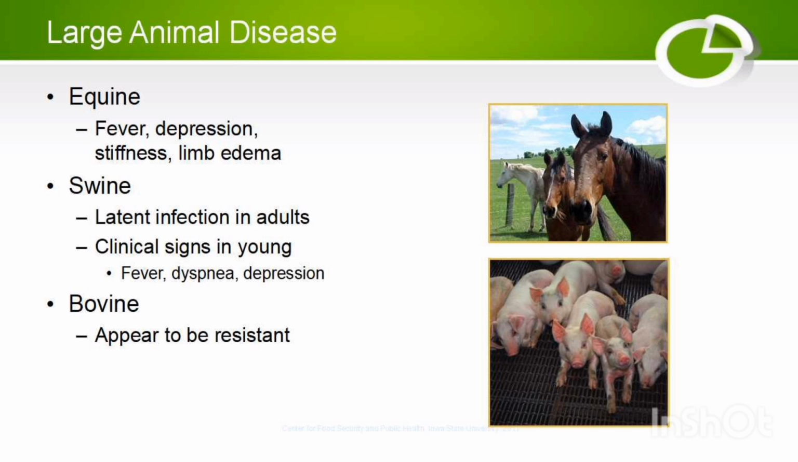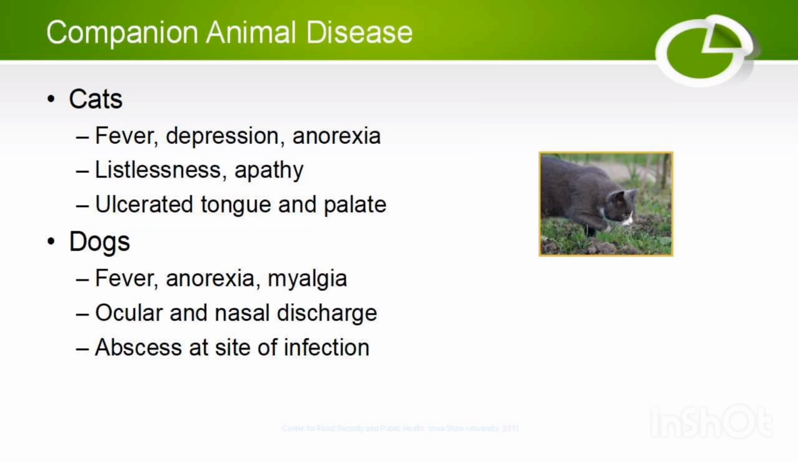Horses have been occasionally reported to be infected with tularemia. Symptoms reported have included fever, depression, dyspnea, ataxia, stiffness, lack of coordination, and limb edema. In these cases, the horses were parasitized by a large number of ticks. Infected young swine suffer from fever, dyspnea, and depression, while the disease in adults become latent. Cattle seem to be resistant to developing clinical disease.